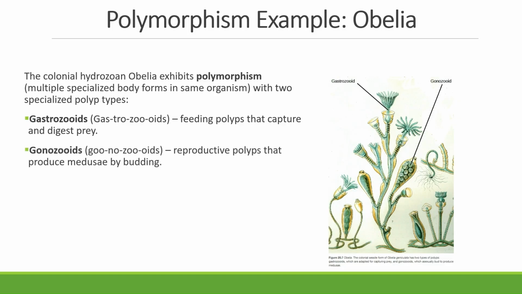The gonozooids are the reproductive polyps. As you can see, they lack stinging tentacles because they aren't built for feeding. Instead, they produce tiny, free-swimming medusae by budding. These medusae break off from the gonozooid and swim away to carry out the sexual part of the life cycle. This division of labor inside one colony shows how these cnidarians can take a greater step in complexity while still remaining a diploblastic animal.